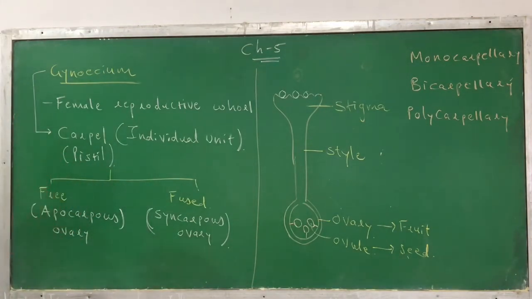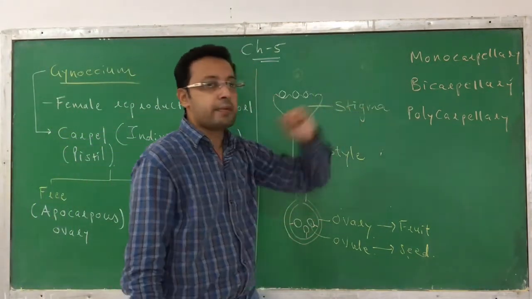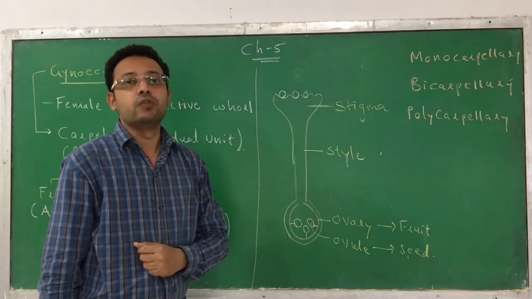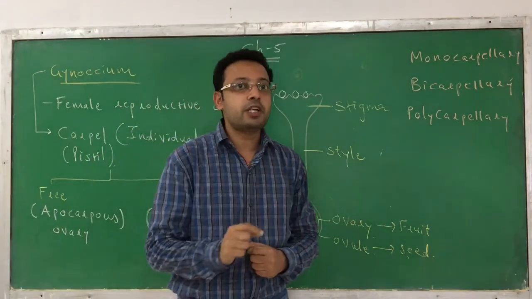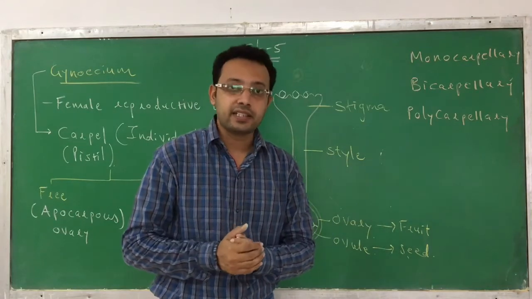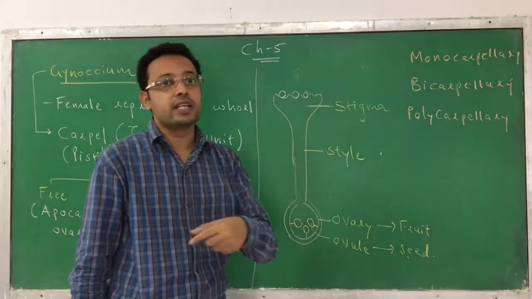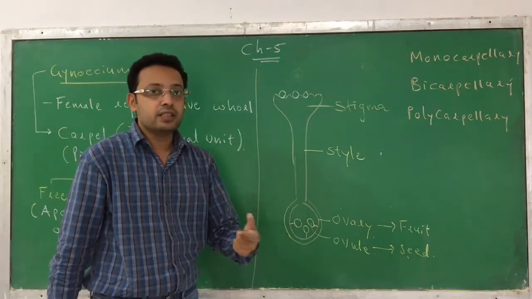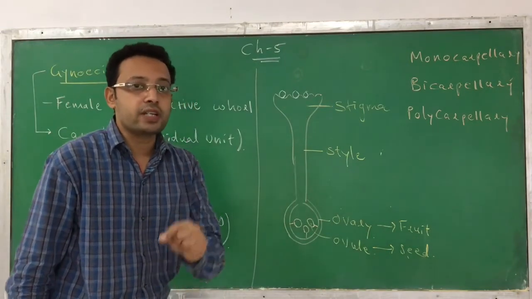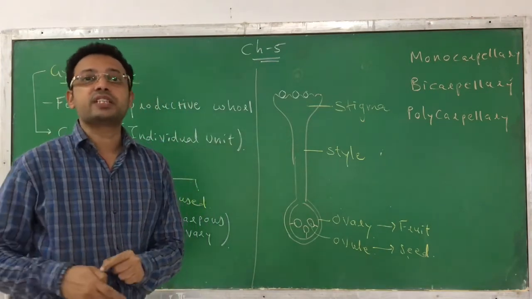Now these carpels, as I have already told you, may be 1, 2 or many. And the ovary of the carpel contains attached ovules. Based on the attachment or arrangement of these ovules, different kinds of arrangement can be found. Even here I have shown 3 ovules, but the number of ovules within an ovary might vary. It may be 1, or 2, or many. Clear? And based on that you can find the number of seeds.